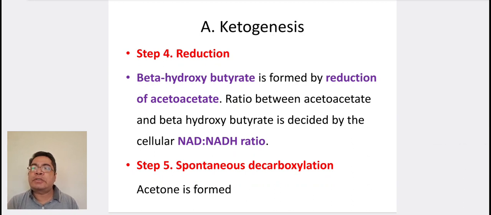Step 4 is reduction. Beta-hydroxybutyrate is formed by reduction of acetoacetate. Ratio between acetoacetate and beta-hydroxybutyrate is decided by the cellular NAD to NADH ratio. Fifth step is spontaneous decarboxylation, where acetone is formed.